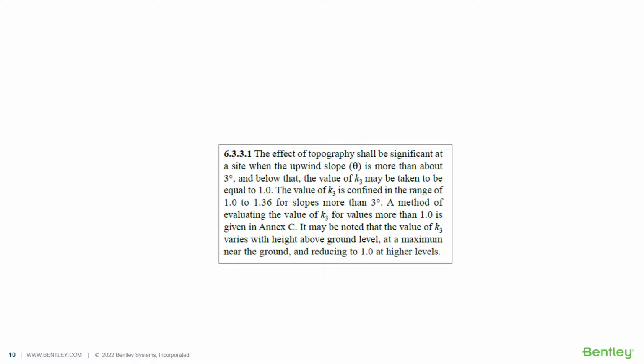K4 takes care of the effect of cyclones. To cater for increase in wind speed during cyclones, this factor is used. Here you can see the values used for K4 factor. For important structures such as cyclonic shelters, hospitals, schools, etc., the value is taken as 1.3. For industrial structures, it is 1.15, and for all other structures, the values can be taken as 1.